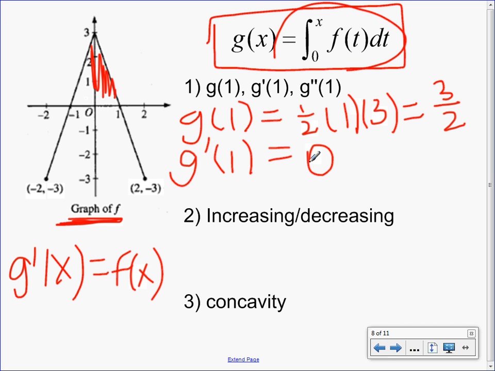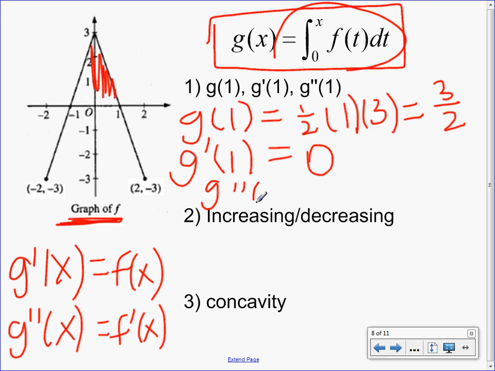If I asked you about the second derivative of g, the second derivative of g is the same as the first derivative of f, which is, what is the slope? So the slope is -3. G of 1, since g is defined as the integral, we're talking about the area. Okay. Now, I want to know where g is increasing and decreasing. What graph do we have of g?